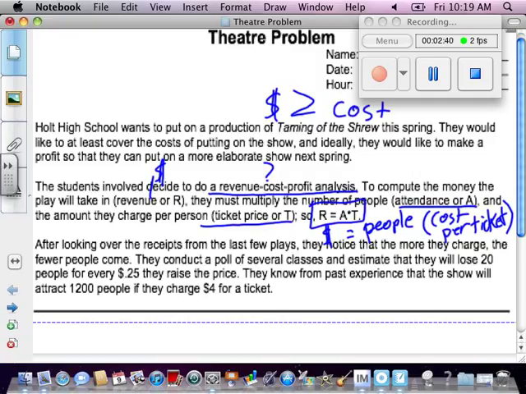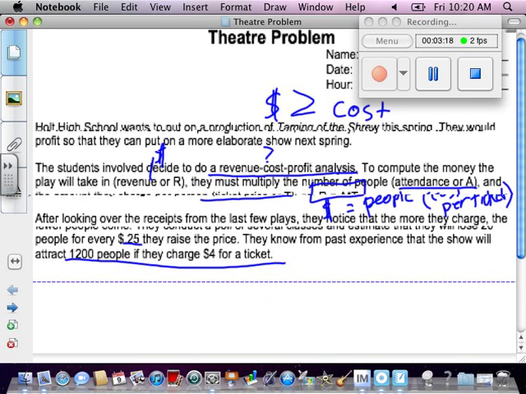So, after looking over the receipts for the last few plays, they noticed that the more they charge, the fewer people come. They conduct a poll of several classes and estimate that they will lose 20 people per 25 cent raise of the price. So every time they up the price by 25 cents, they lose 20 people. So what if they subtract the price by 25 cents? They get 20 more people. Good. They know from past experience that the show will attract 12,000 people if they charge $4 per ticket. So these things are pretty important right here. And we're going to look at our table to see why they're so important.